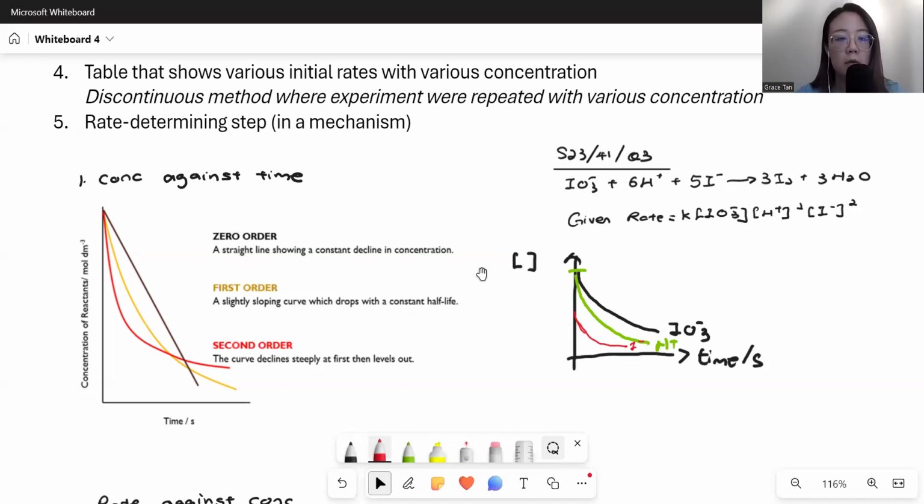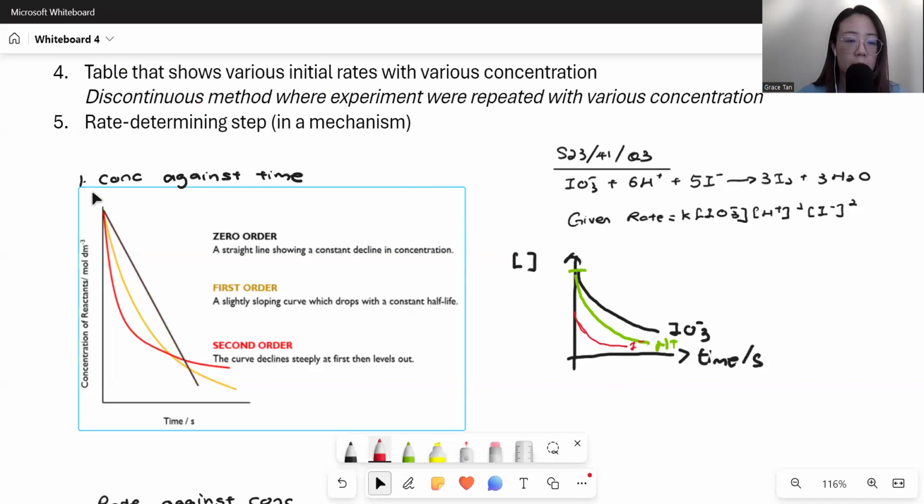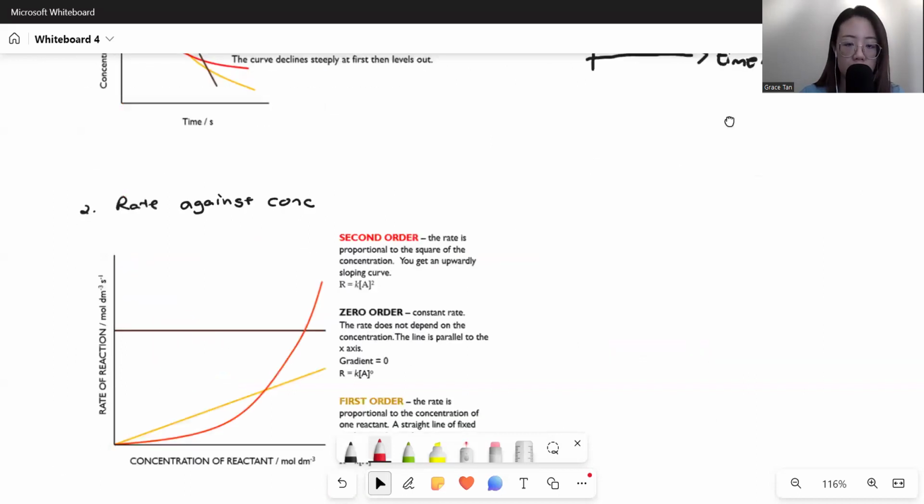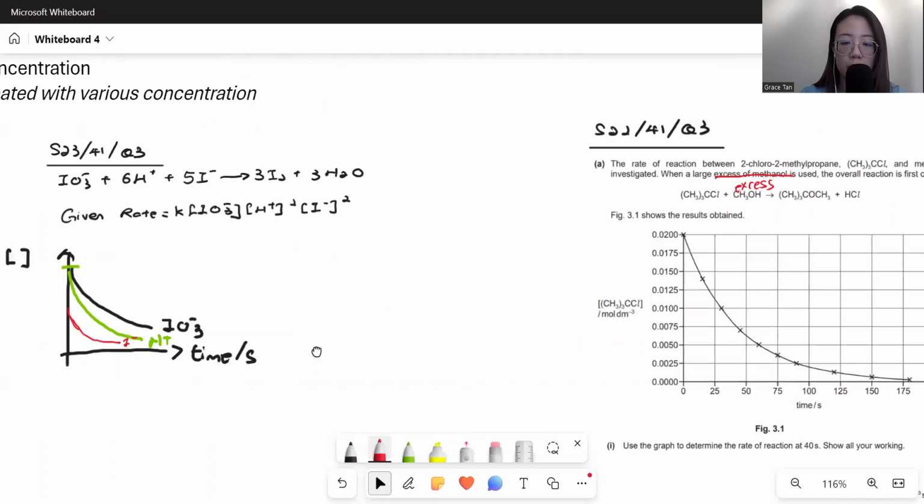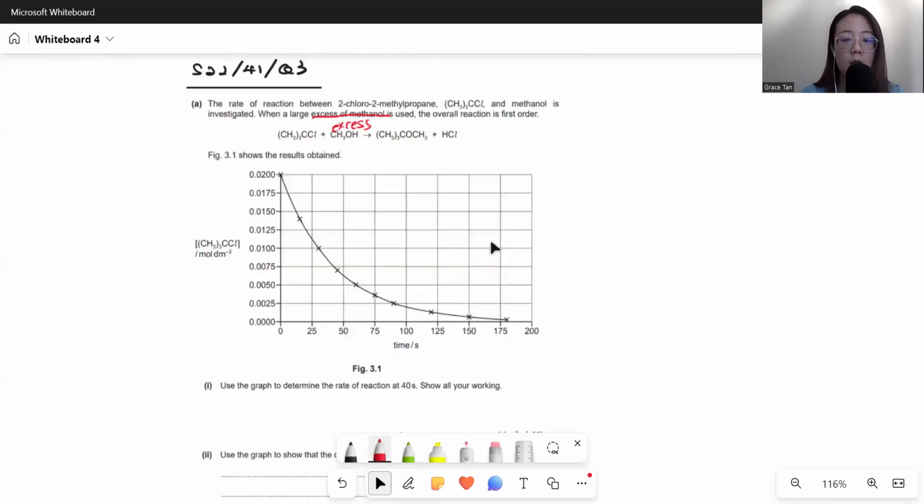When you obtain data, most of the time you will come out with a graph of concentration against time. Now you need to translate the first graph to the second graph, which is called rate against concentration. And how do we do that? I'm going to show you over here. You need to plot the first graph first, called concentration against time. And then I need you to go and plot tangents.